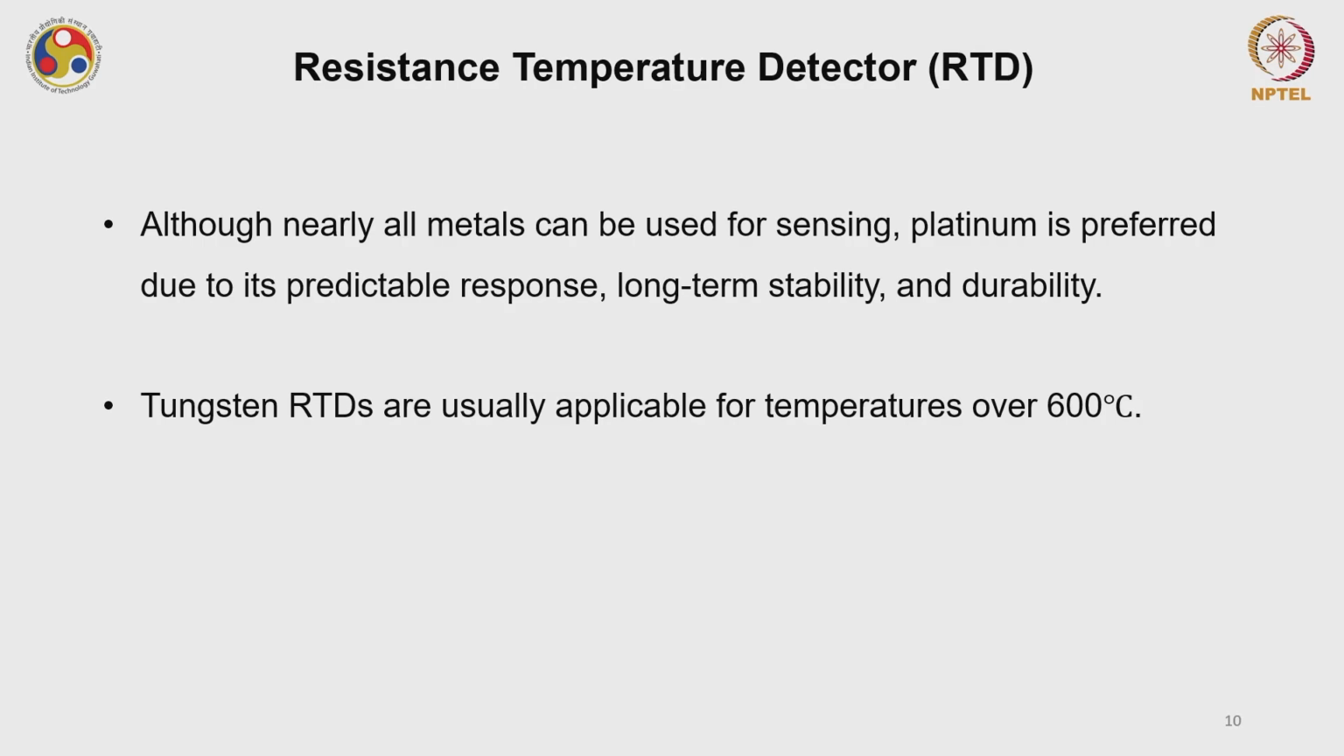Tungsten RTDs are usually applicable for temperatures over 600 degrees Celsius. Typically, platinum RTDs are applicable from minus 200 degrees Celsius to around 630 degrees Celsius or so, although in a special case they can be used up to 850 degrees Celsius. But mostly for above 600 degrees Celsius, tungsten RTDs are used.